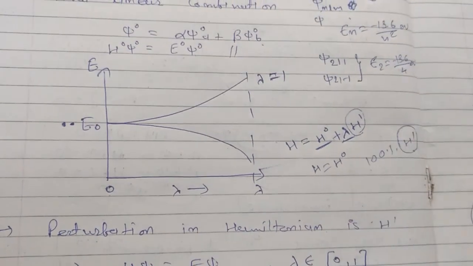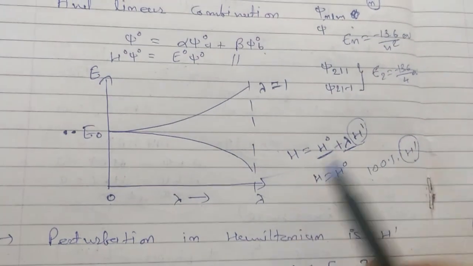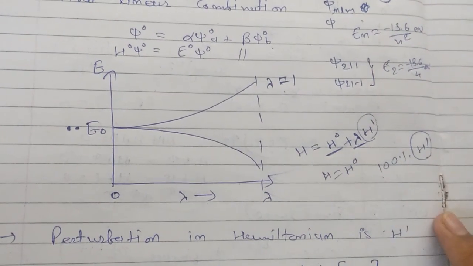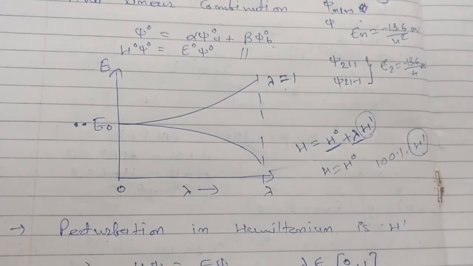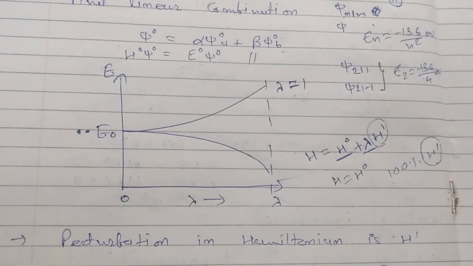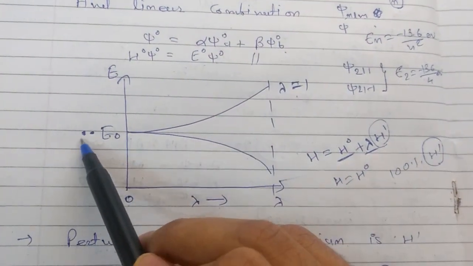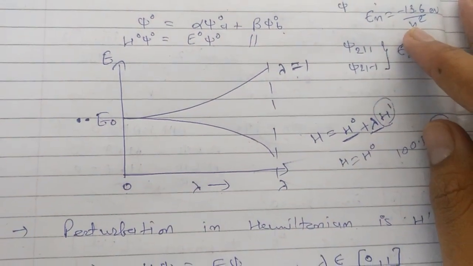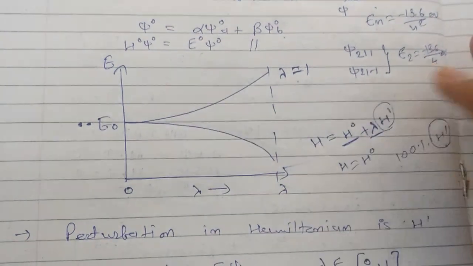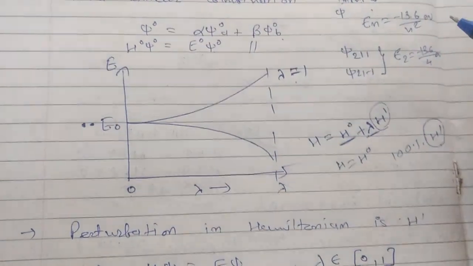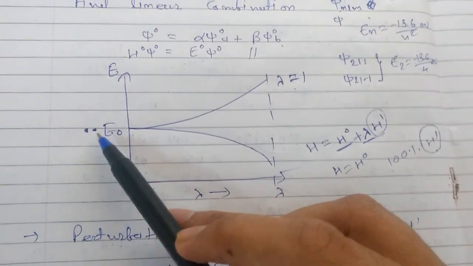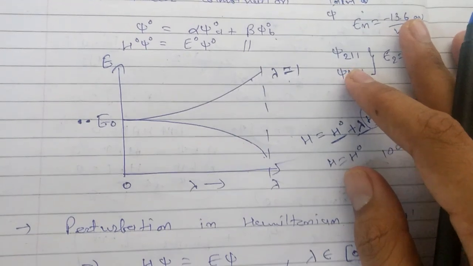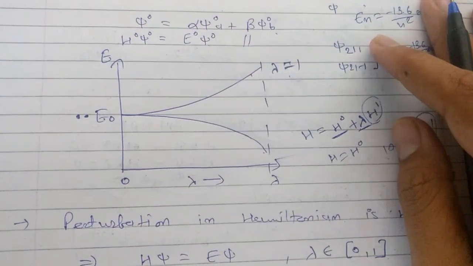And here if we draw the graph of energy versus lambda, we know that lambda goes from 0 to 1. For degeneracy, suppose we have two wave functions or two states at E naught. If we increase lambda, maybe the energy of one of the two states will be higher and the other will be lower. So this tells us the splitting.